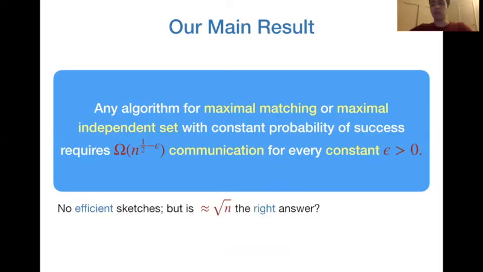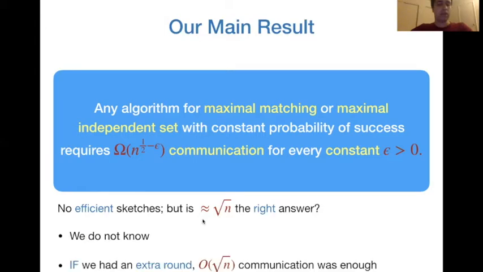Now, one thing I want to point out right away is that our result proves that there is no efficient sketch for this problem, meaning that we need more than polylog n, at least square root n. But it's not actually clear whether square root n is the right answer to this problem. Maybe one can get even an omega n lower bound, or maybe the correct answer is order square root n. However, one thing we know is that square root n is not very far-fetched either. In fact, if we only had one extra round of sketching, then there is a protocol with order square root n communication for both of the problems.